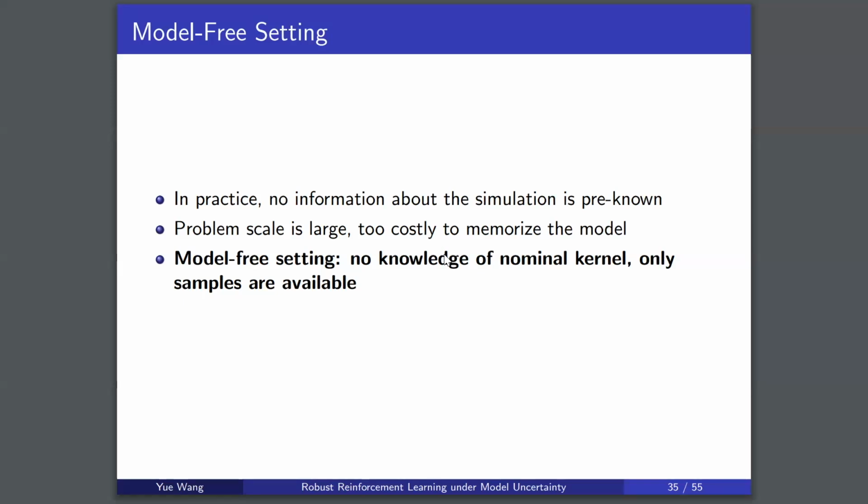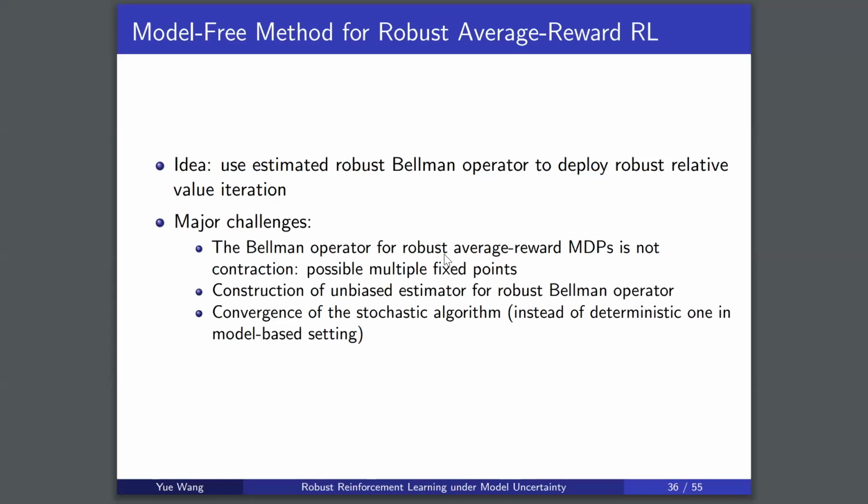So it will be too costly to memorize the whole model. So it has encouraged us to develop our approach to the model-free setting, where we have no knowledge of the nominal kernel, but only samples from this kernel. So the idea here is that we need to construct an estimated robust Bellman operator to deploy our robust relative value iteration. But there are a few challenges here.